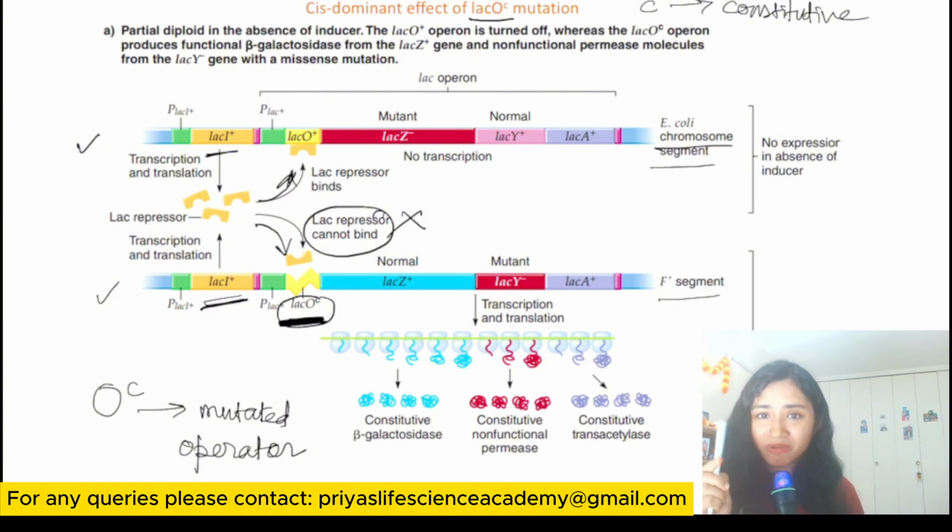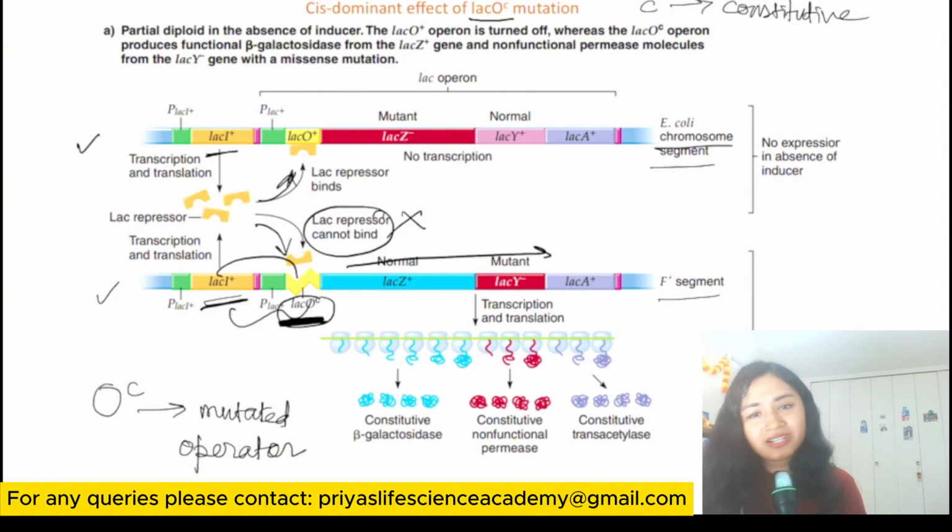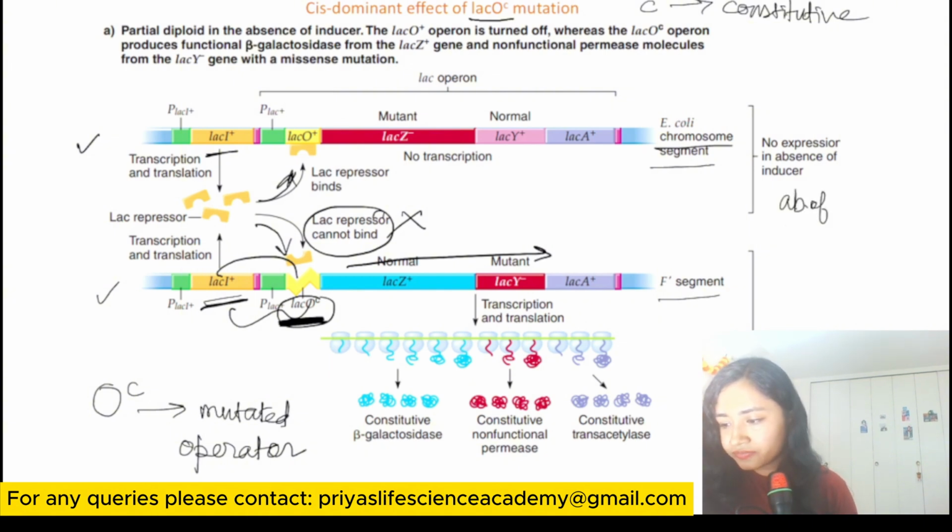Because of the OC mutation, the Lac repressor can't bind with the operator. So the operator is free. Then the RNA polymerase can bind with the promoter region and can start the transcription of this segment. Okay, so we have to consider two conditions: absence of lactose and presence of lactose.